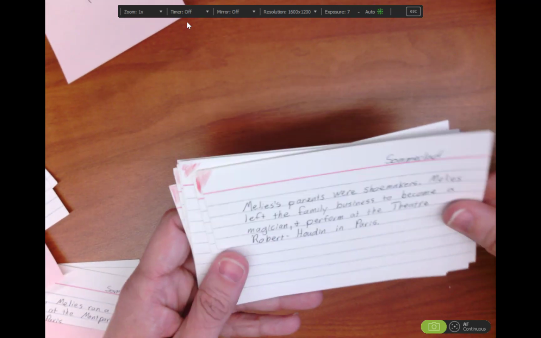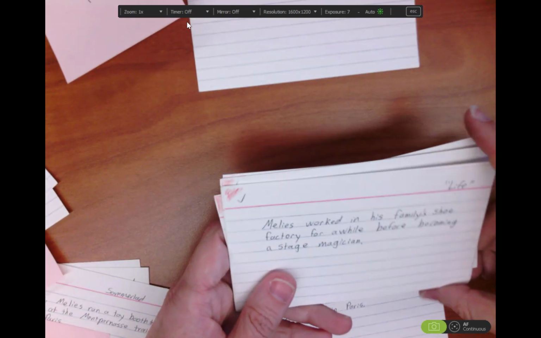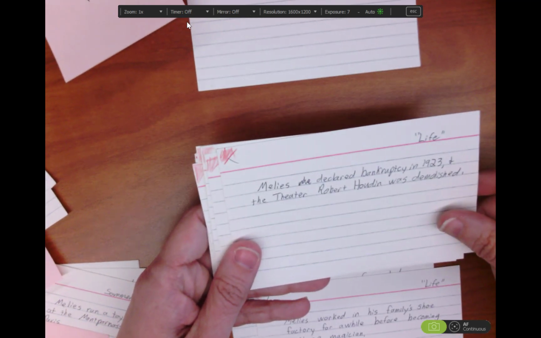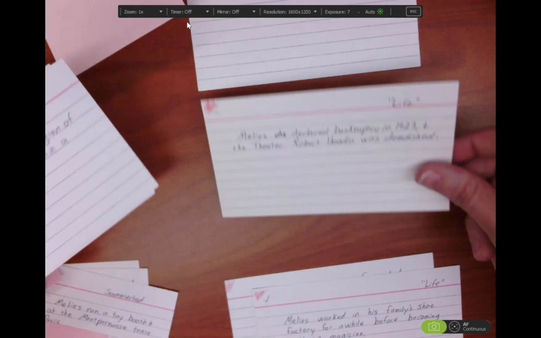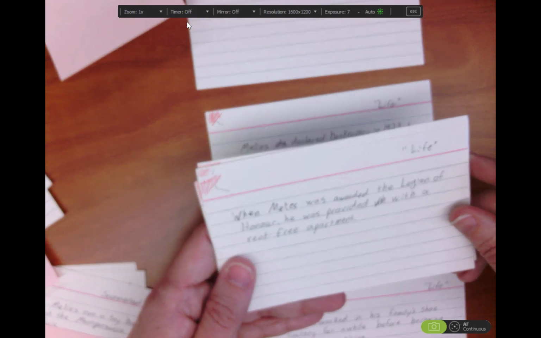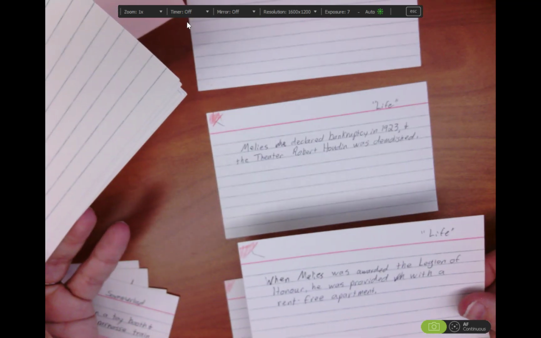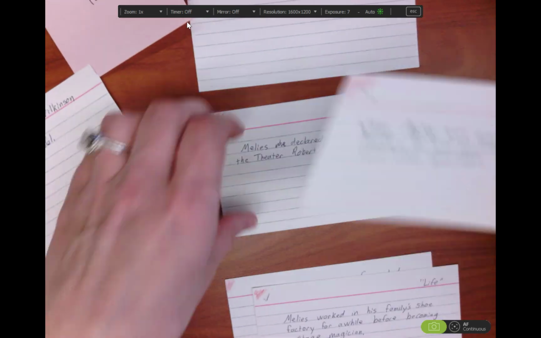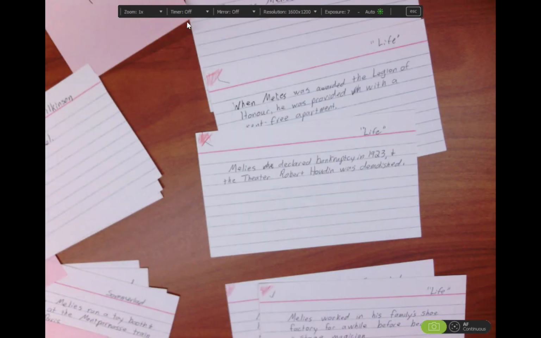His parents were shoemakers. That's going to be early in his life. Him being buried, that's later in his life. Working in a shoe factory. He declared bankruptcy, that's personal life, but that's going to come in between working with his family and dying. When Méliès was awarded the Legion of Honor, he was provided with a rent-free apartment. That is probably going to go after the bankruptcy. And actually, I know that it does because I've read enough about his life. I know enough about him. Okay, so I'm going to start sorting my cards into an order that makes sense.